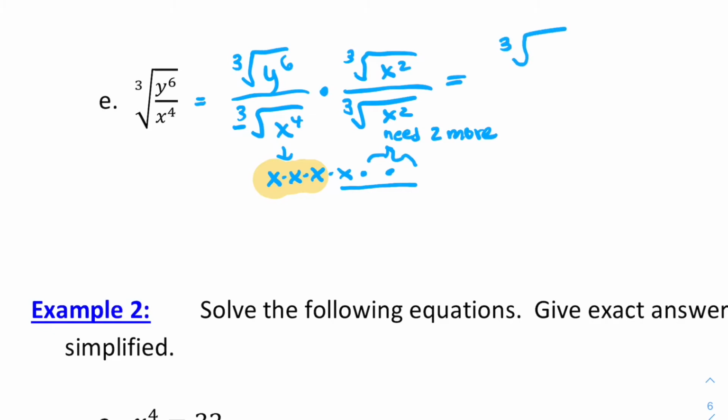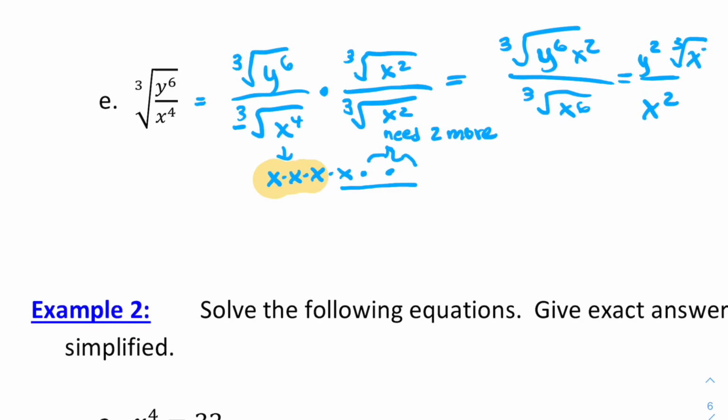And then that's going to give me the cube root of y to the 6th x squared over the cube root of x to the 6th. And then that it just gives me x squared. And on top, I have y squared times the cube root of x squared.